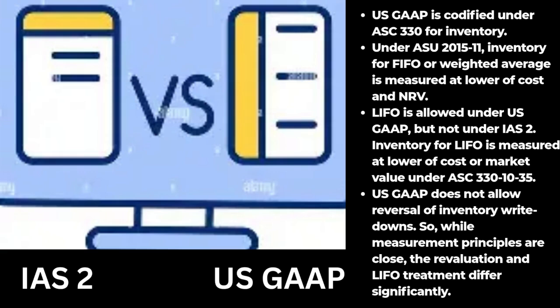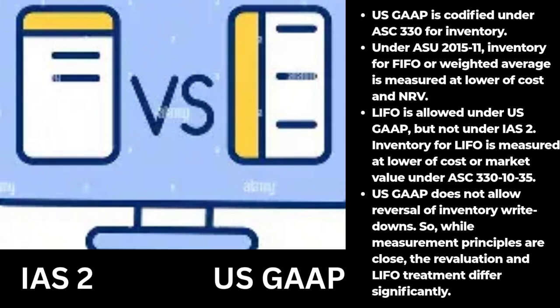330-1035, market is defined as the current replacement cost of the inventory, constrained by a ceiling and a floor. Ceiling is net realizable value and floor is net realizable value minus profit margin. Therefore, if the current replacement cost is between the ceiling and floor, it will become the cost of the inventory and accordingly, journal entries are posted.